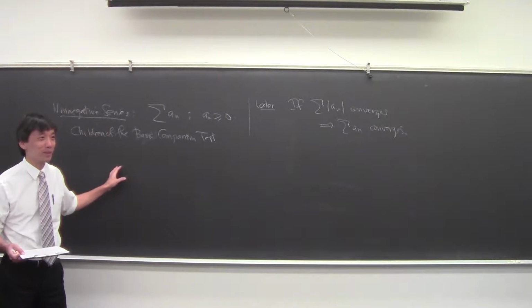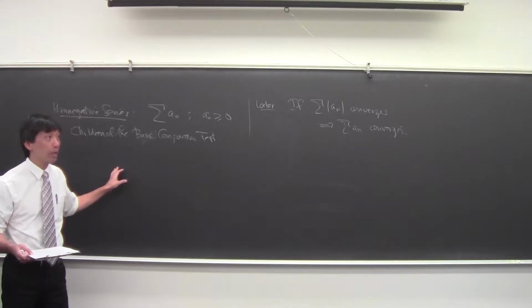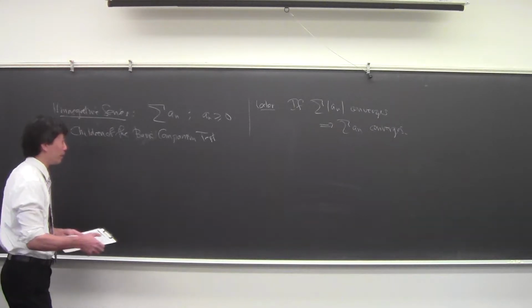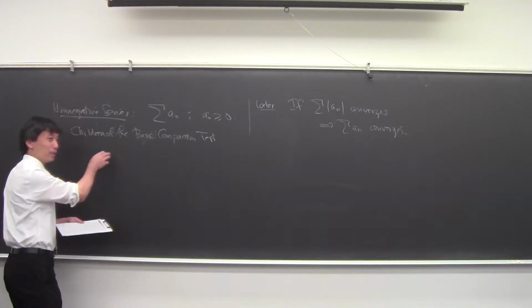Elizabeth, yes, go ahead. If you have two sequences of partial sums, and one of them is bigger than the other, if the bigger one converges, the smaller one will also converge. That's true. That's actually a little bit better than the direct comparison test. It's not exactly right, but what you said is actually a little bit better.